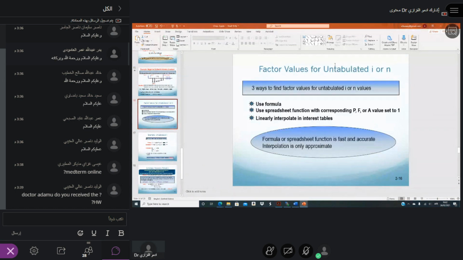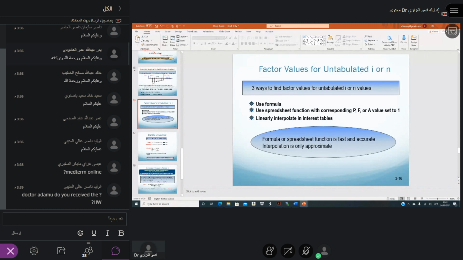So this is another scenario to find factor values for untabulated i or n. If you have i or n that is not in the table in the book, for example, in the book you have different tables for different interest rates or for different n. So for example, you have a table for i equal to 1%, you have another table for i equal to 2% if you go to the back of the book.